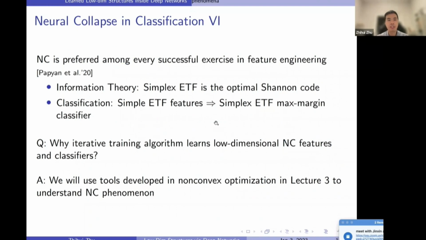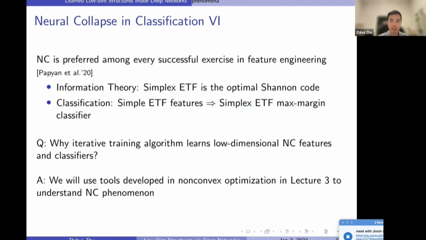This neural collapse property is preferred among every successful exercise in feature learning from the following two perspectives. From the information theory perspective, if we think of these features as the codings for the input, then these simplex ETF features are actually optimal Shannon codes because they have the largest possible distance between each other. From the classification perspective, the simplex ETF features will lead to simplex ETF maximum margin classifiers, because each class has the largest margin to the decision boundary.